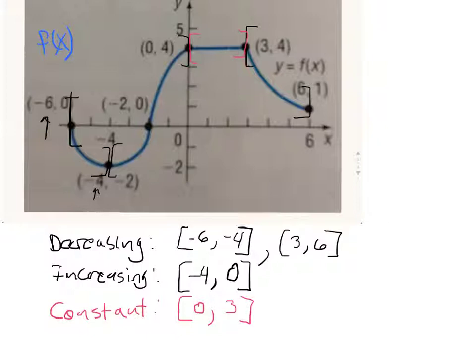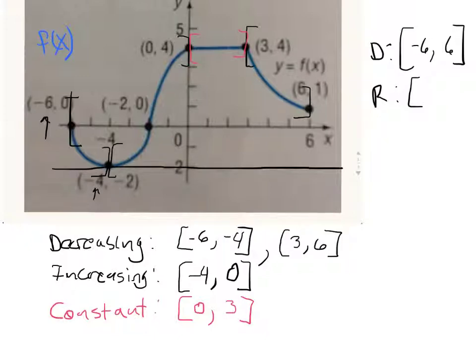If I were to write the domain of this function, the domain would be from -6 to 6, and my range, oops, let's erase that. My range would be, excuse me, from -2 to +4, and including those. Okay? Alright.